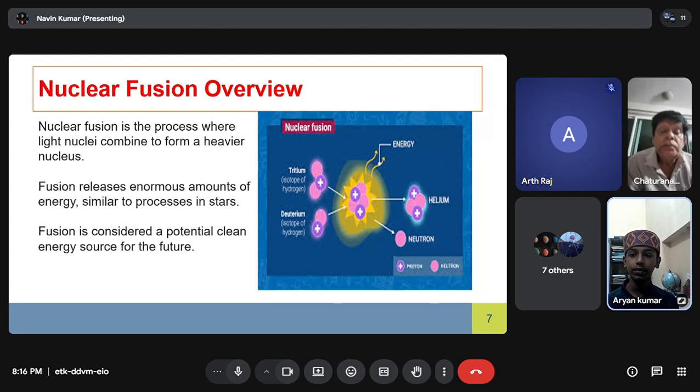In this, lighter nuclei combine to form a heavier nucleus, and these processes happen mostly in stars where there is enough pressure to overcome the Coulomb barrier.